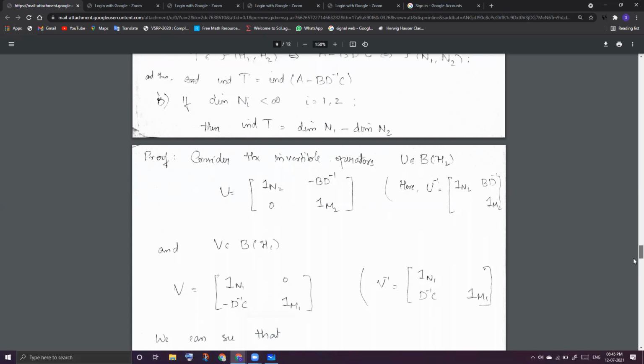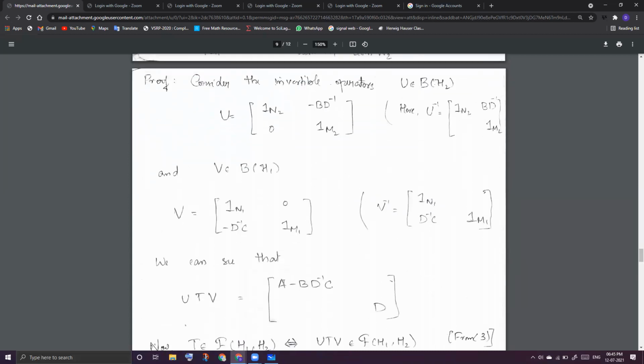So what we have is, if you compute this, U composed with T composed with V will be of the form A minus B D inverse C, and 0 here, and here it will be D. So it is similar to the case we did before. D is an invertible operator, and this is an operator here.